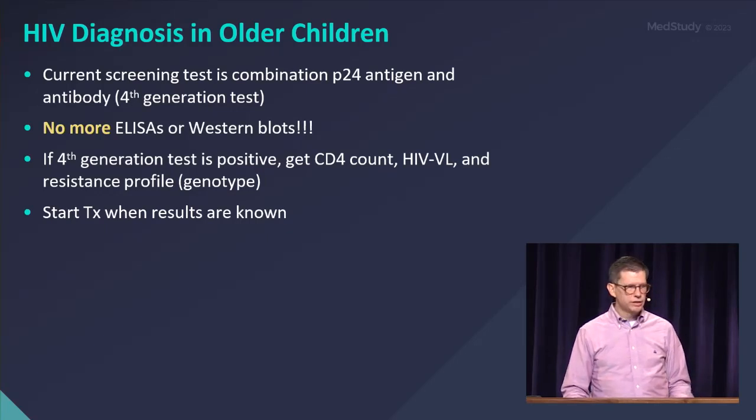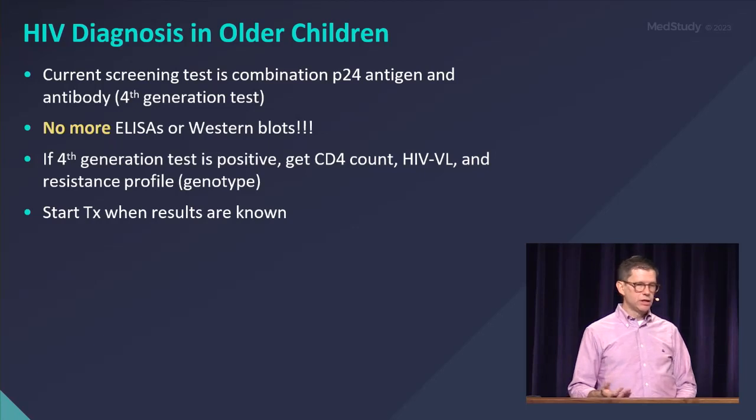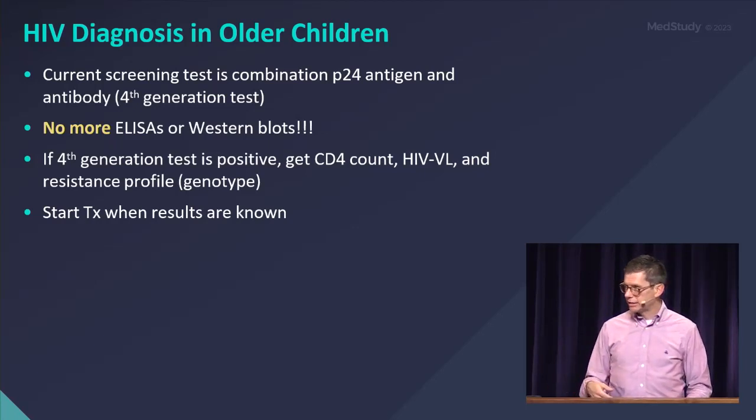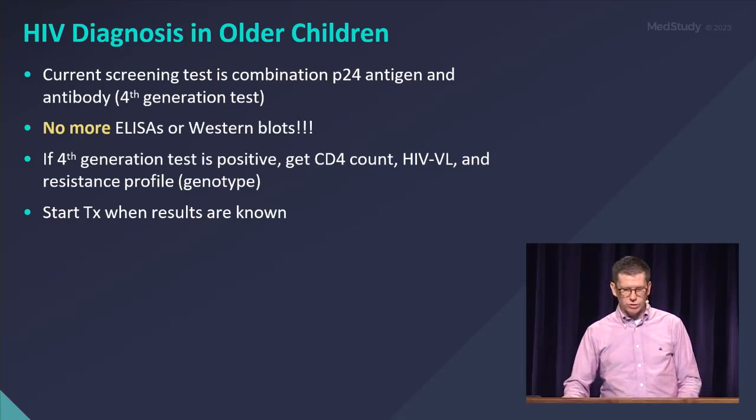Again, in older kids, we don't do PCR as a screening test. We do the antigen antibody test, like the 4th generation testing we'll talk about in just one second. If any of those are positive, we get a CD4 count. We do a viral load, and then we do a genotype, which gives us a resistance profile, and we start therapy when results are known.